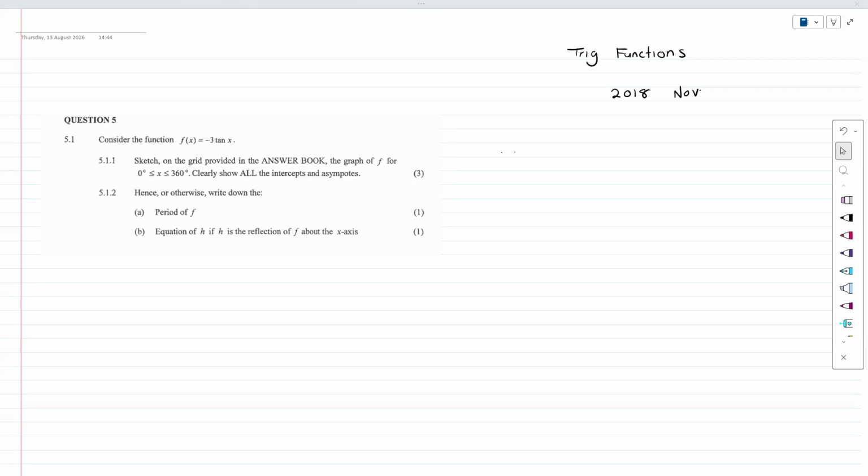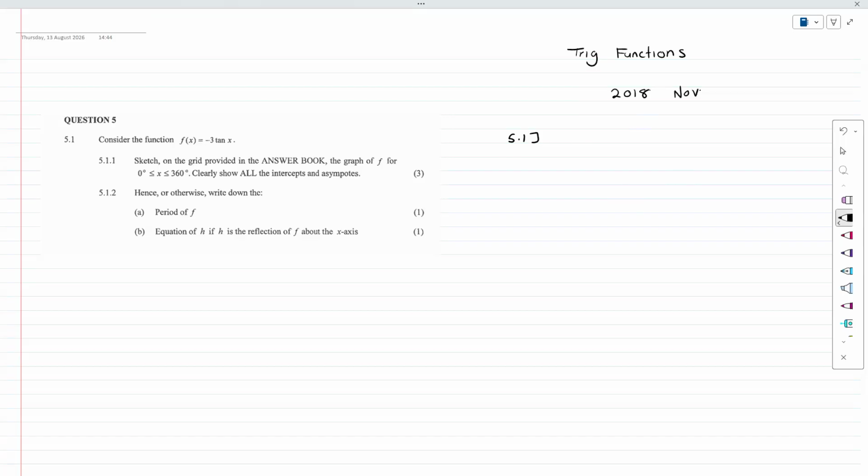Okay, hi guys. We're doing trig functions. We're starting with 2018 November. It is generally a more difficult paper, pre-COVID standards, so it does take a little bit of effort, but let's try and do as many papers as we can.